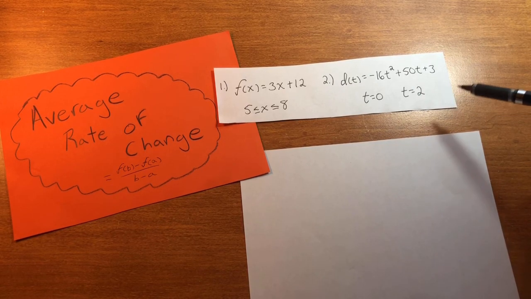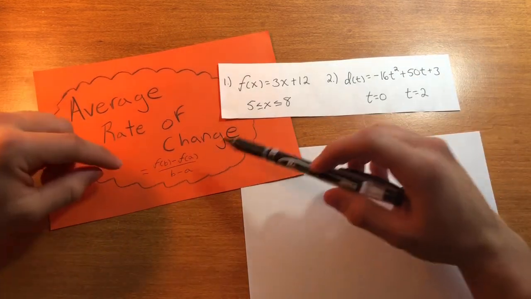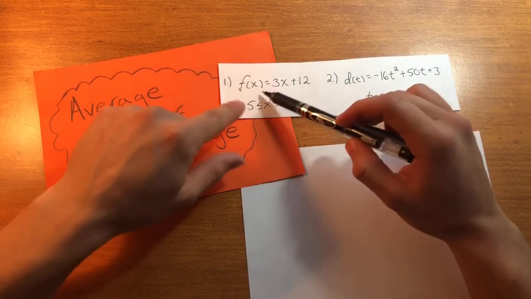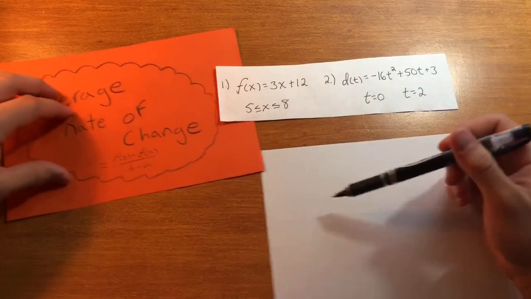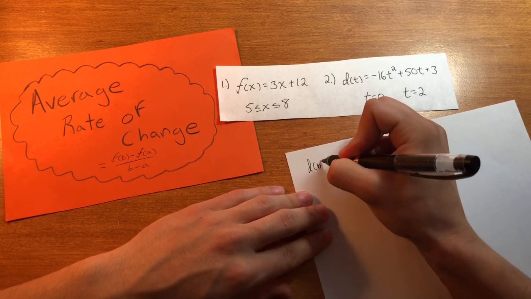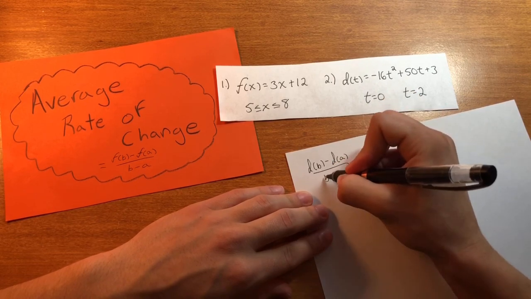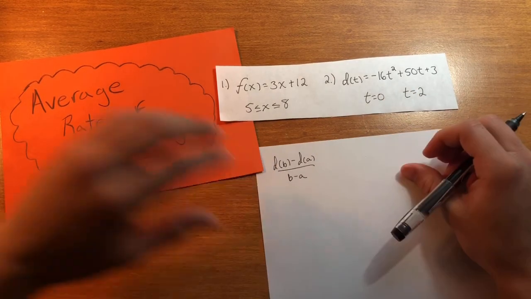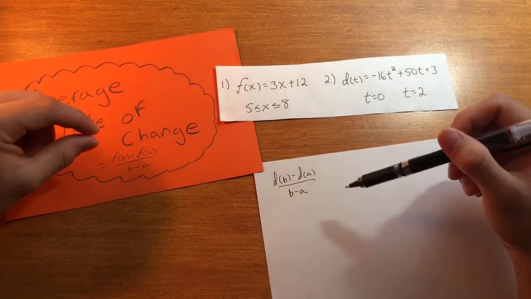Okay, how can I do that? Well, again, we're going to use this formula. And don't get confused, just because we're using f and x here, and now we're using d and t, right? It's the same thing, same formula. So if I were to write this, it would be d of b, okay, minus d of a over b minus a, right? It's the same thing. Try not to get confused, right? We're just using different variables. It's the same idea though, okay?